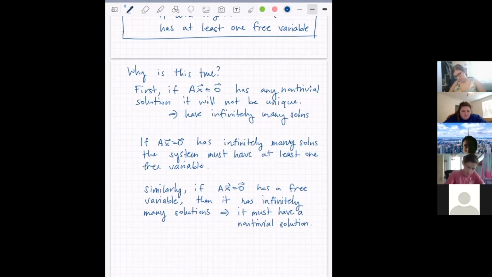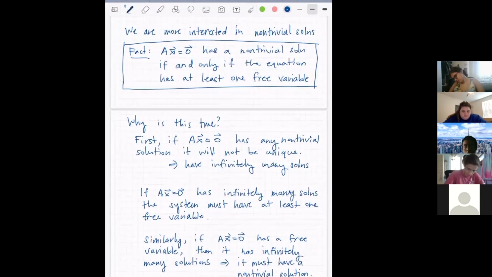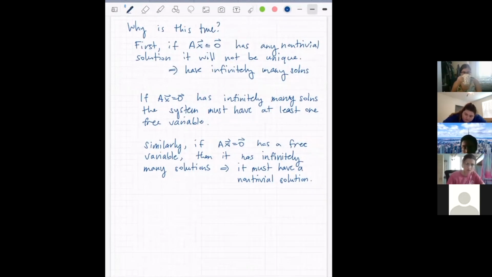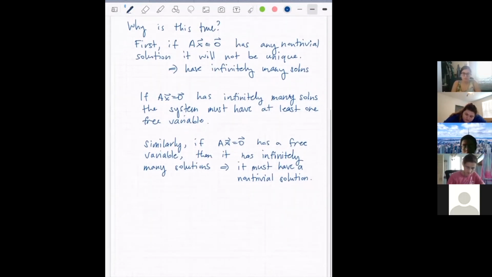Okay, so we've shown that if we have a non-trivial solution, the equation has at least one free variable. If the equation has at least one free variable, this matrix equation has a non-trivial solution, or the system has a non-trivial solution. So we've shown one implies the other, and then the other implies the first one, right? So we have an if and only if. Okay, so this is going to be a useful fact to have.